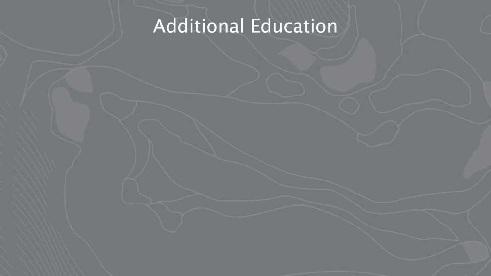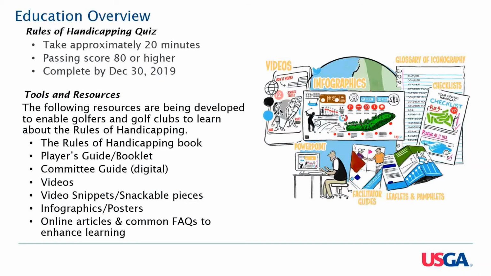So for additional education, for the clubs that are members in our association, there is a rules of handicapping quiz, which is required by all clubs to be authorized and licensed to use the World Handicap System. This quiz takes approximately 20 minutes and requires a passing score of 80 or higher. For the clubs in our association, the deadline to complete this is December 30th of this year.